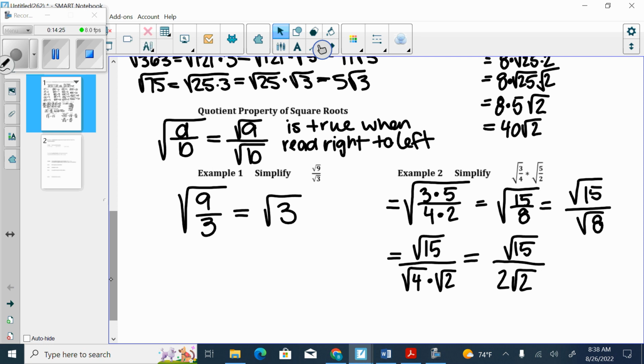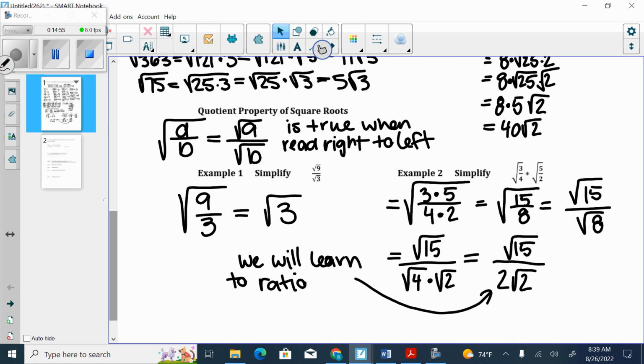And we will be dealing with radicals a lot in lessons to come. And we actually don't typically ever want to leave a radical here in the bottom of a fraction. We're not going to talk about how to get rid of that today. We'll talk about that later on. But that's what's called rationalizing the denominator. So we will learn to rationalize the denominator later.